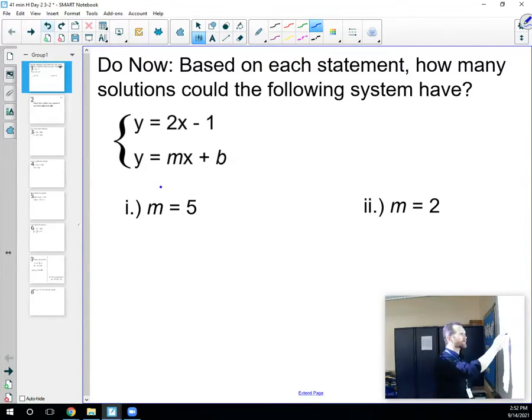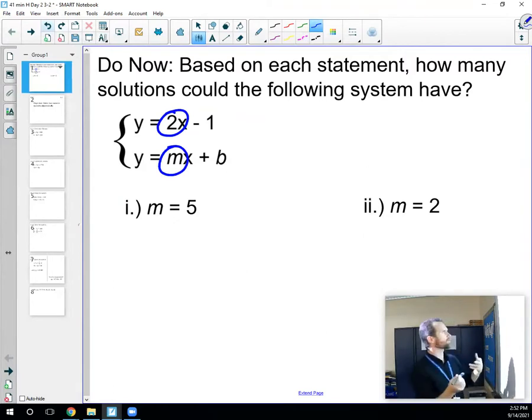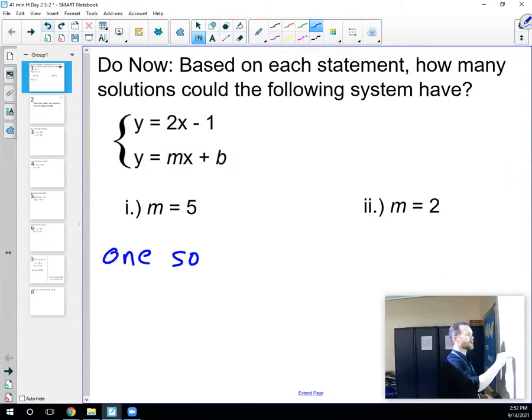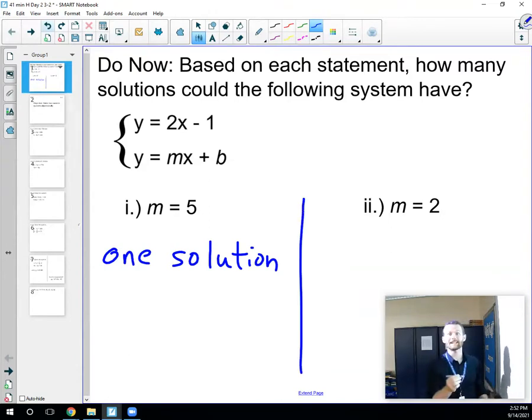So let's take a look at the first situation. They say m equals 5. Well, if m equals 5, this first one would have a slope of 2, and the second one would have a slope of 5. If the slopes are different, then that automatically means there would be one solution, which means it would be an independent system. An independent system has one solution. So if the slopes are different, one solution, we're done.